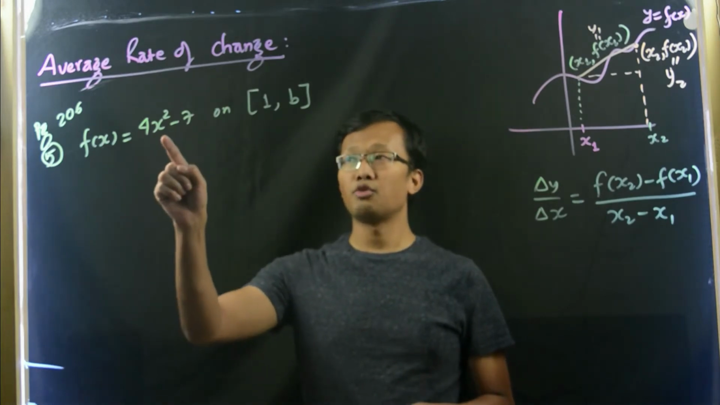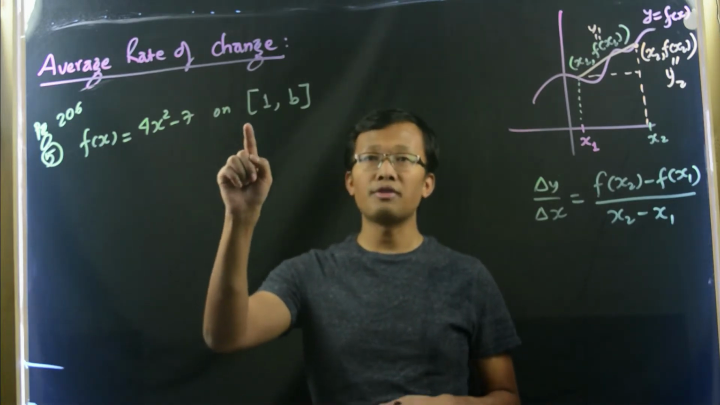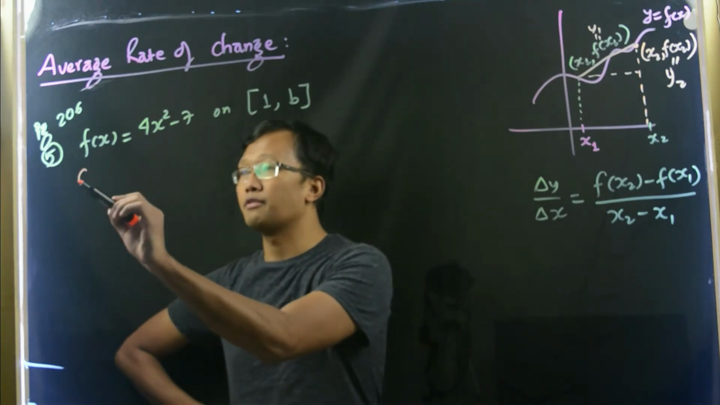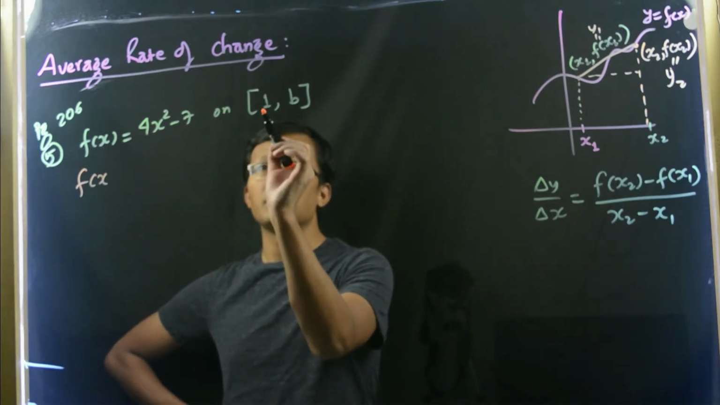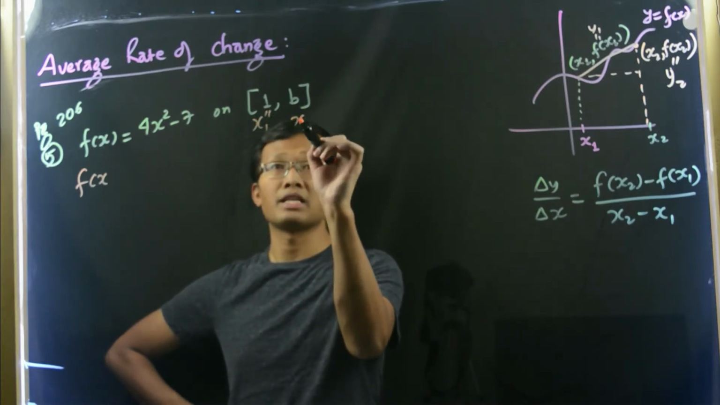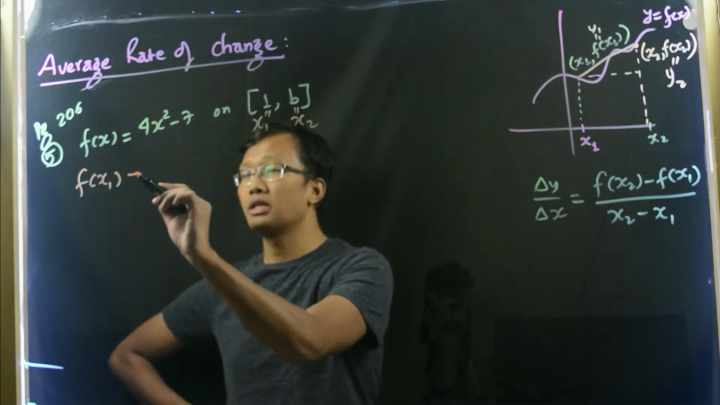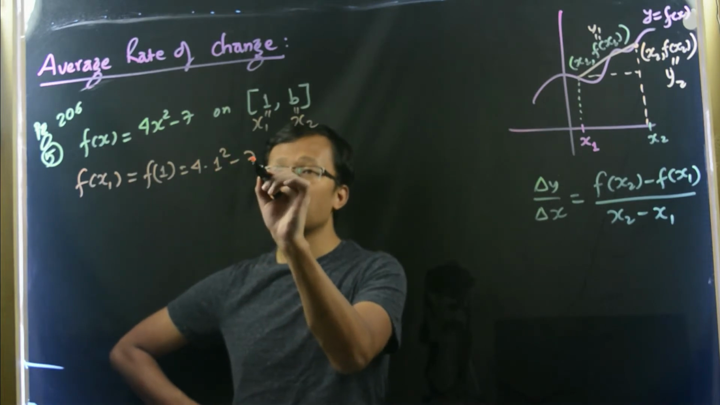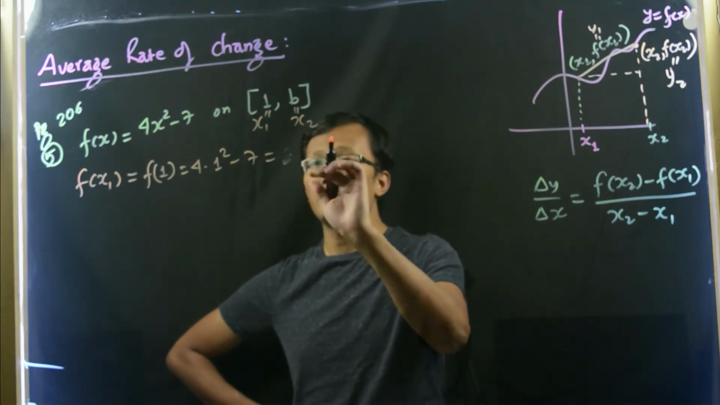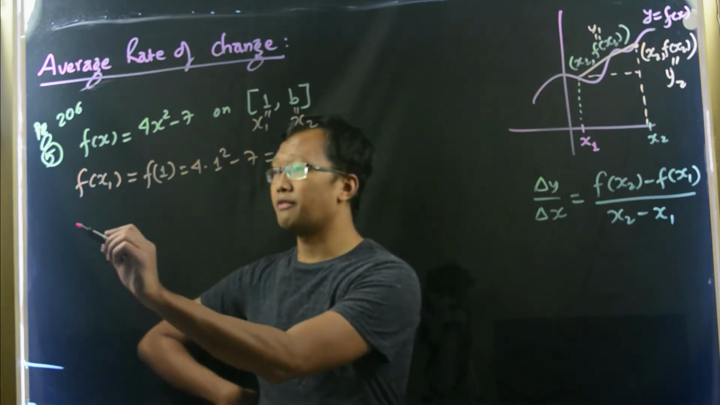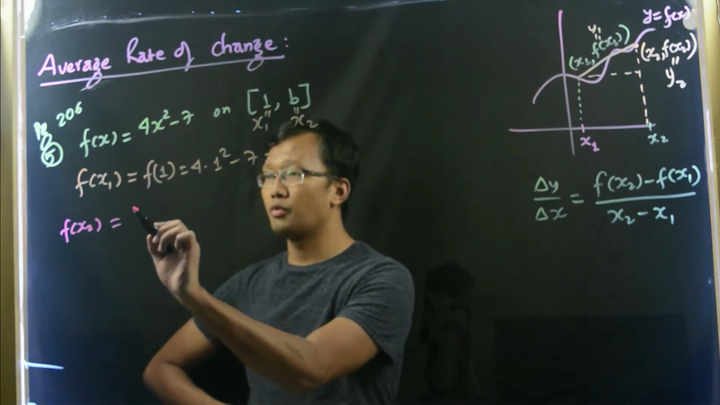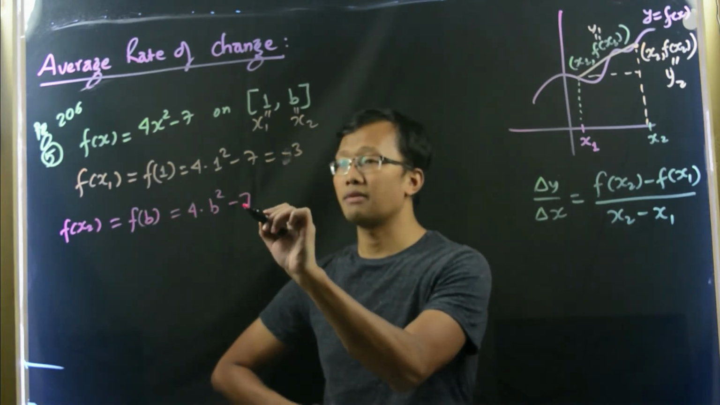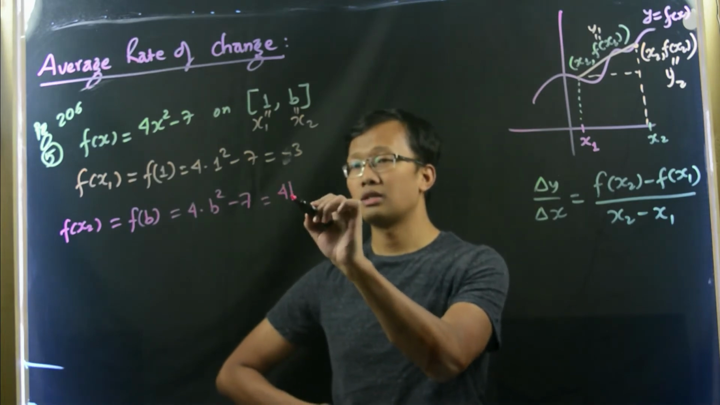f of x is given to be 4x squared minus 7 and we need to find the average rate of change in this interval. Let us first find f of x1, where x1 is 1 and x2 is b. f of x1 would be simply f of 1, that's 4 times 1 squared minus 7, which is 4 minus 7, equals negative 3. For x2, f of b equals 4 times b squared minus 7, which is simply 4b squared minus 7.